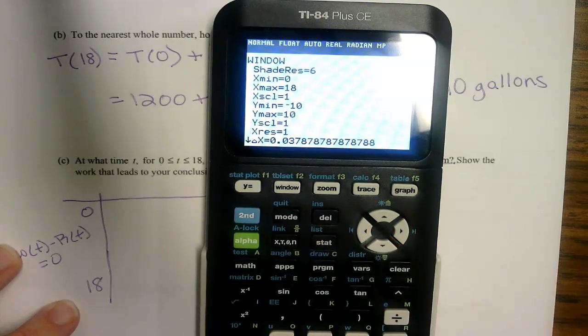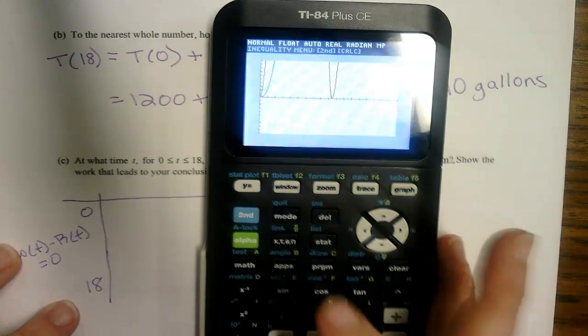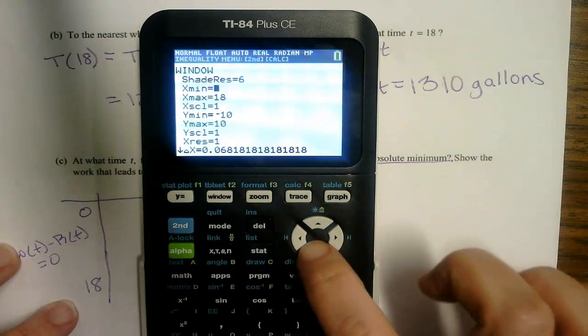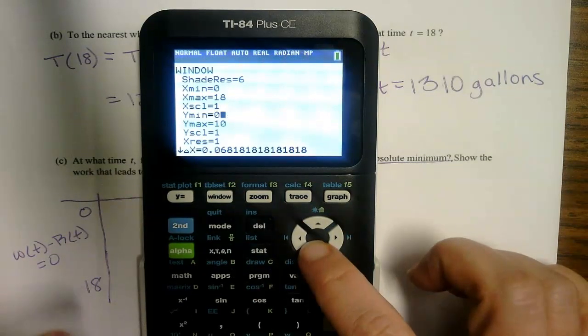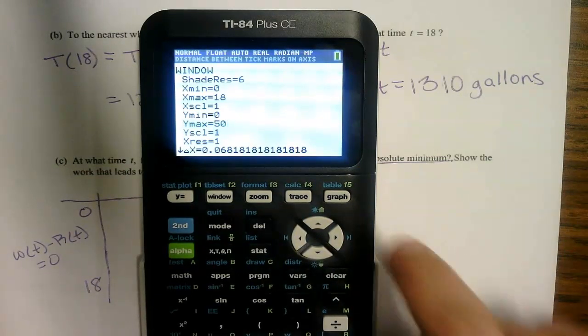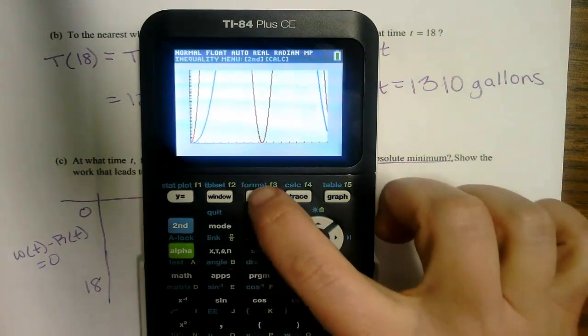Window, 0 to 18. I don't know if my y values are going to be good. We're going to try graphing it and see if I need to change my y values. I probably will have to change them. Yeah, I can't see anything here. I need to see where they're intersecting in order to get some information. So I'm going to go back to my window and change my y also. Let me try 0 to 50 first and see if that shows it a little bit better. I still can't see it.